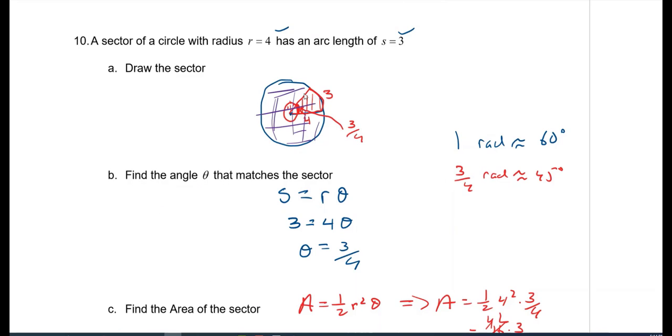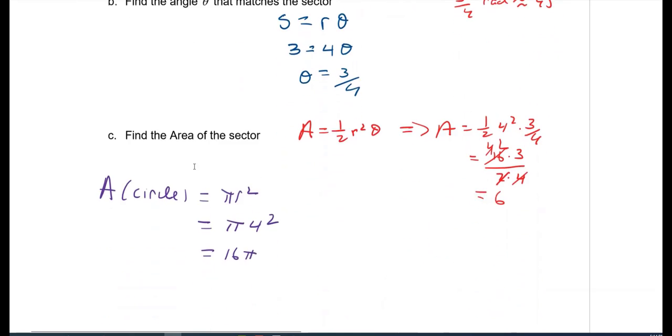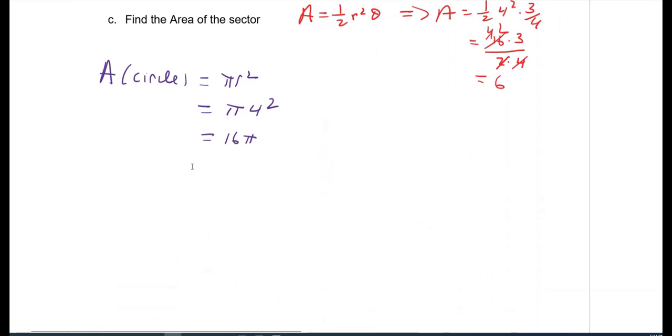And so this little piece of it, how do I figure out how much of the entire whole that little sector is? Well, its percentage of the whole is, its radian measure is 3/4, and the radian measure for the entire circle is 2 pi. So this fraction gives me the percentage of the whole that sector represents. So we take that proportion of the whole and multiply it by the total area, 16 pi. That's basically what this formula is doing.